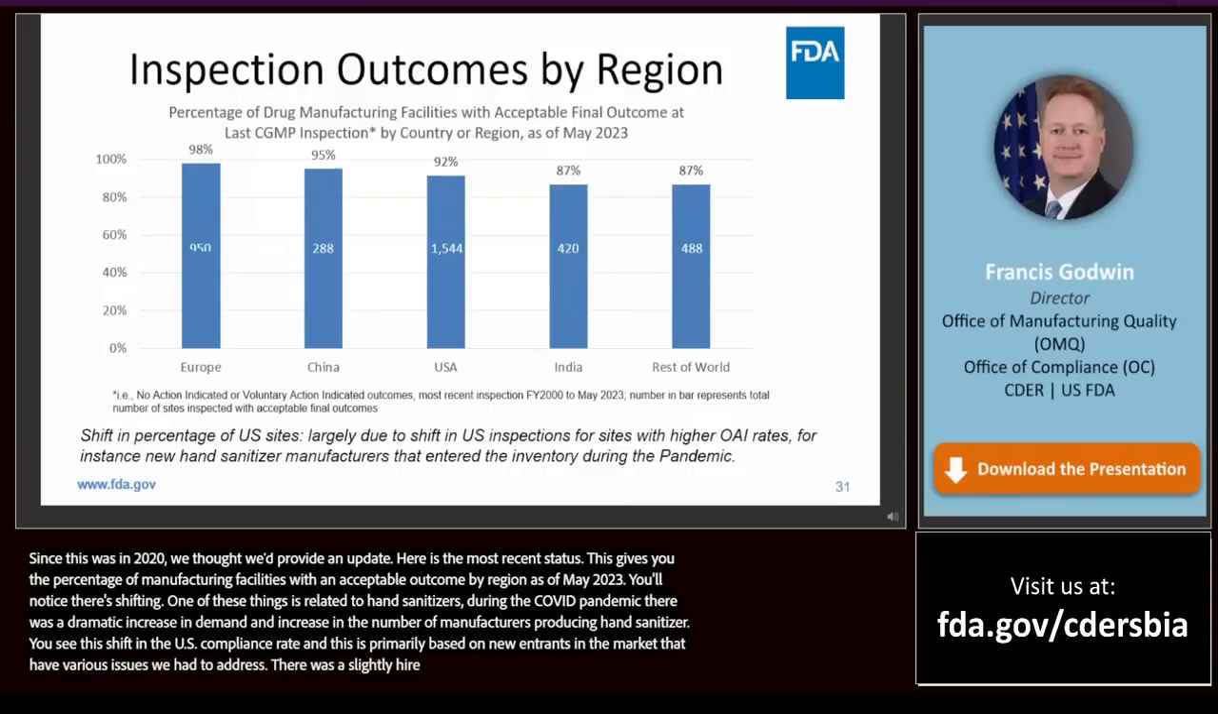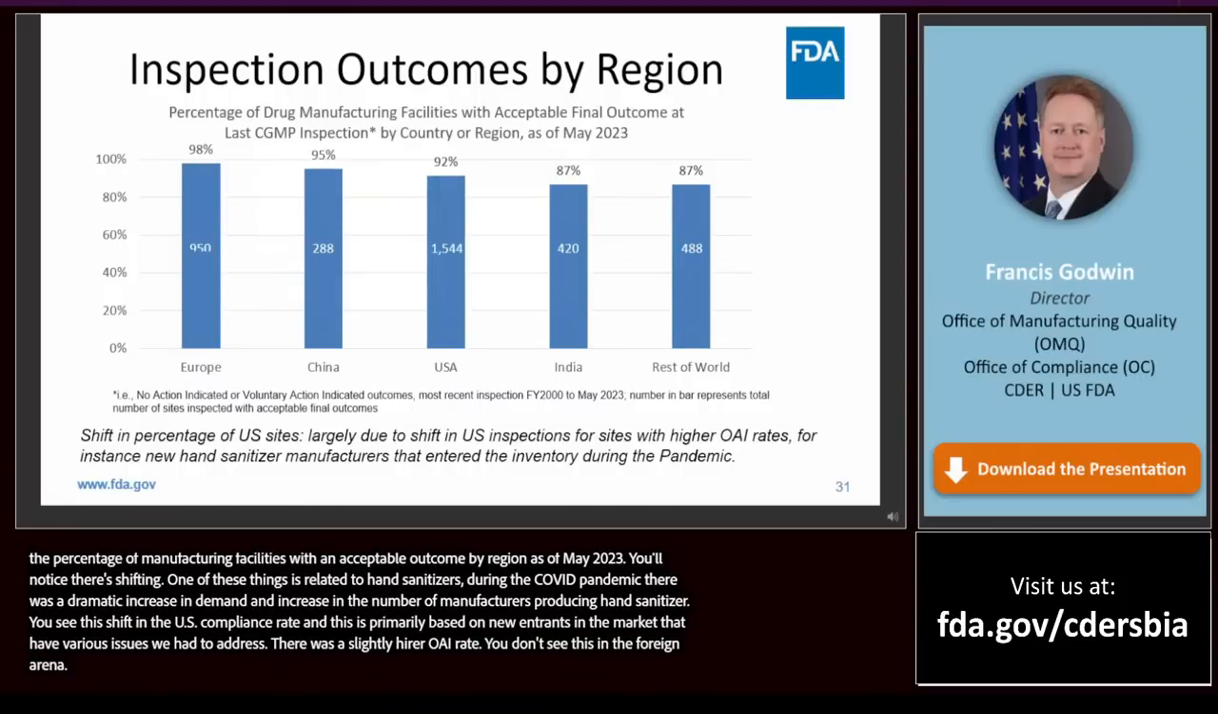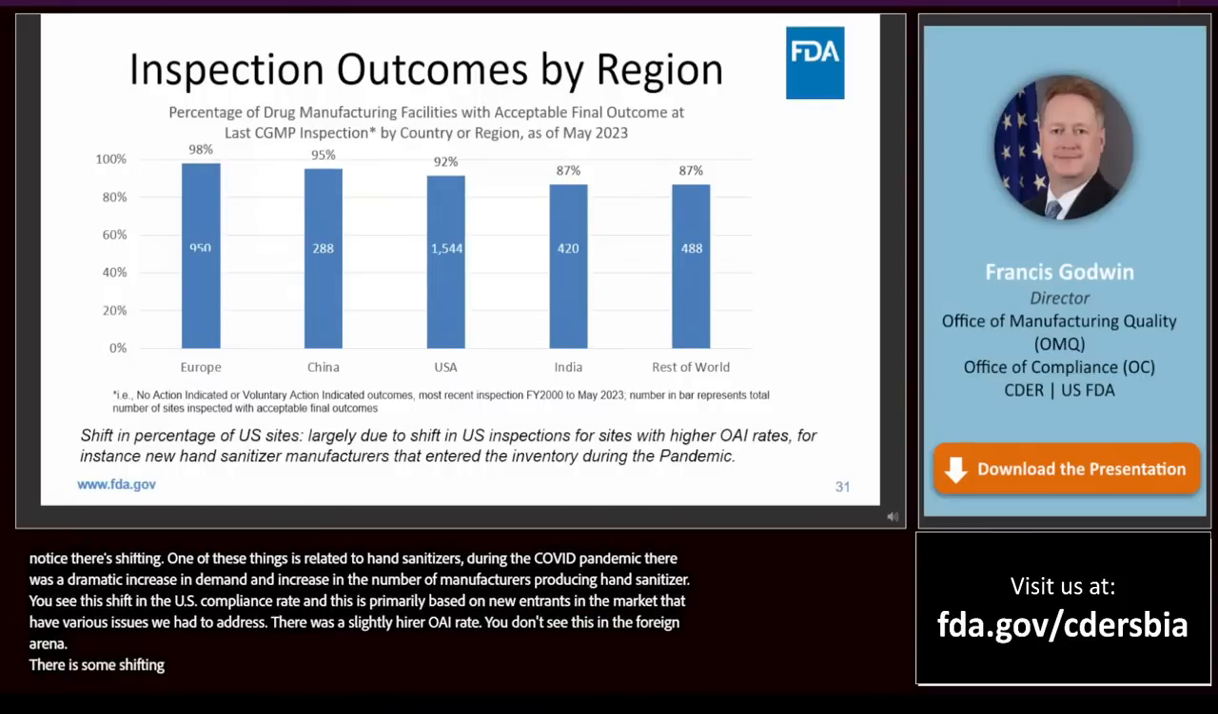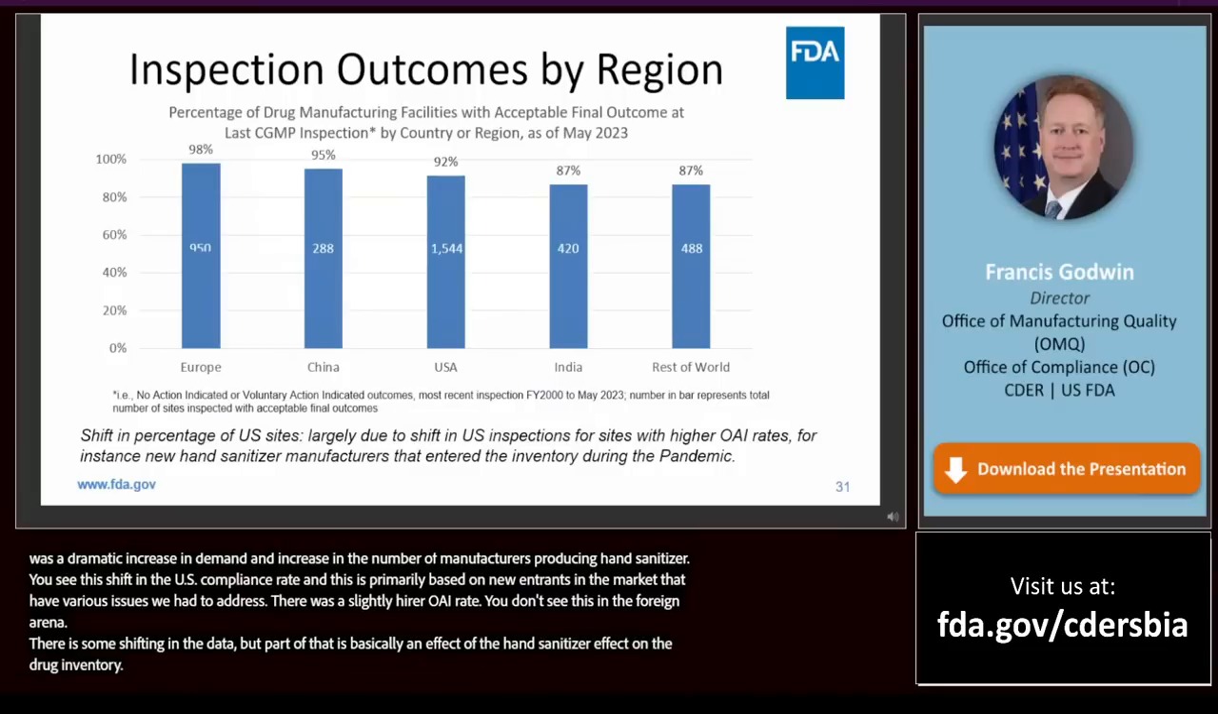You don't really see this in the foreign arena because we were using alternate tools to inspection to regulate and placing firms on import alert without inspections, et cetera. So there is some shifting in the data, but part of that is basically an effect of the hand sanitizer effect on the drug inventory. And things are heading back to pre-COVID inventory levels when it comes to drug manufacturers in the FDA inventory.